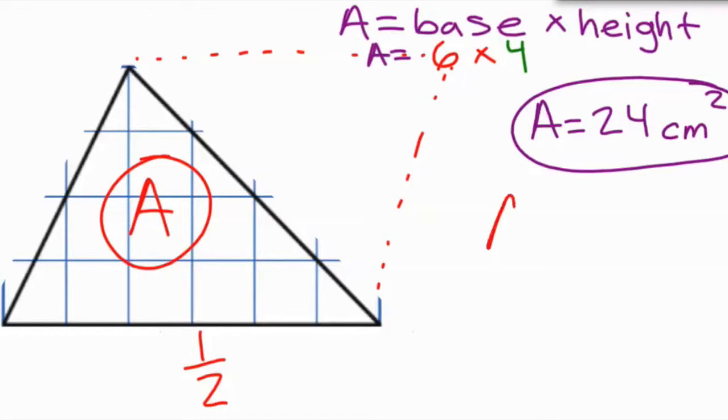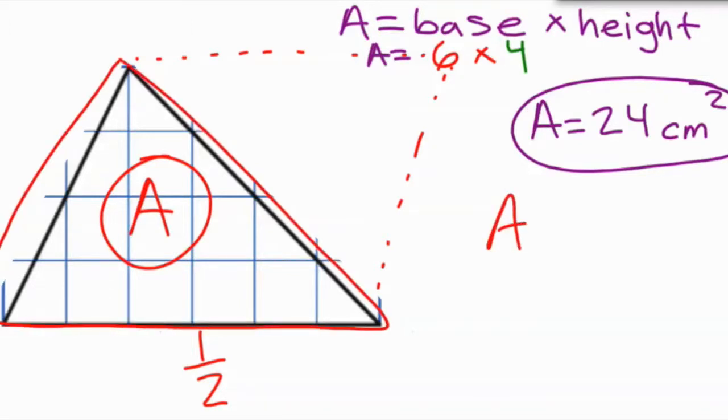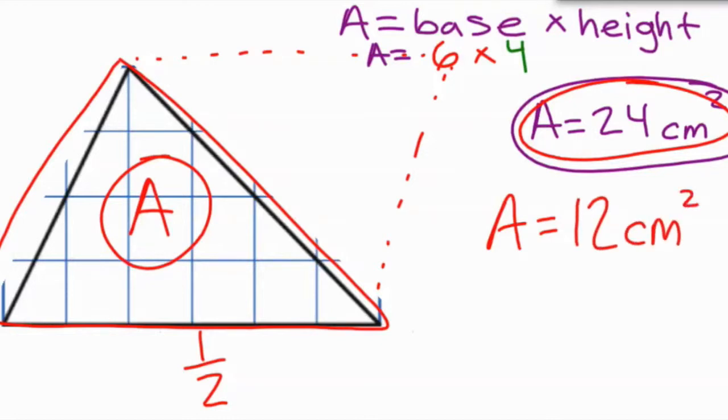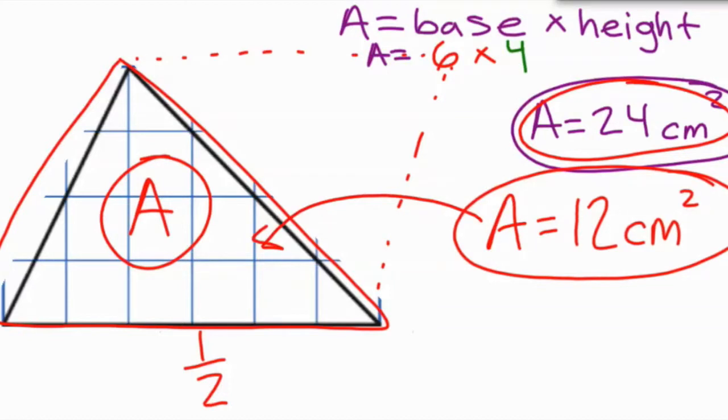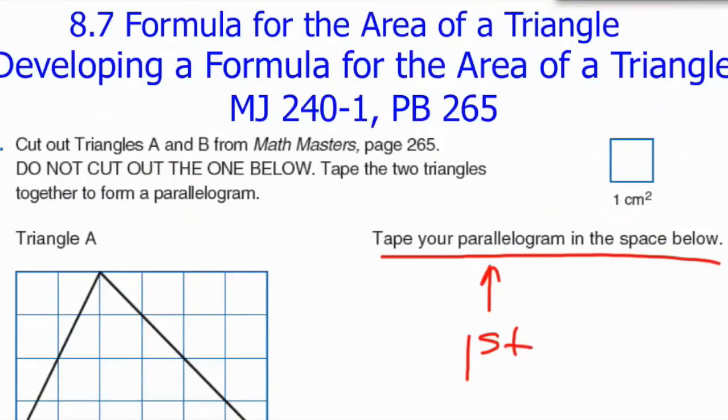Taking this understanding one step further, if we know that triangle A is 1/2 of the shape of the parallelogram, then the area of triangle A must be 1/2 of the area of the parallelogram. So the area of our triangle A is 12, or 1/2 of the parallelogram's area. So triangle A is said to have an area of 12 square centimeters.